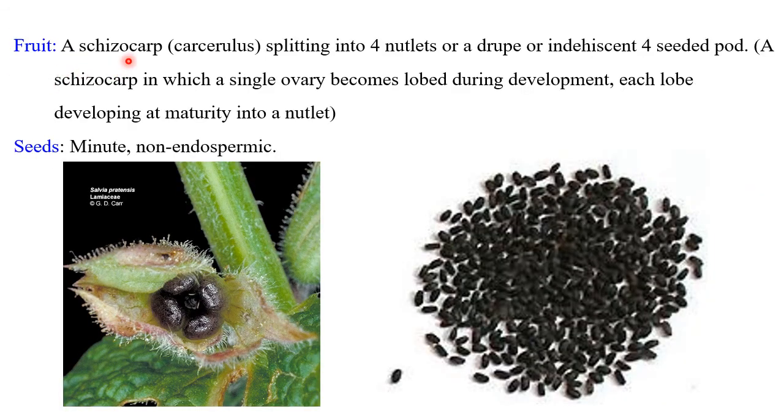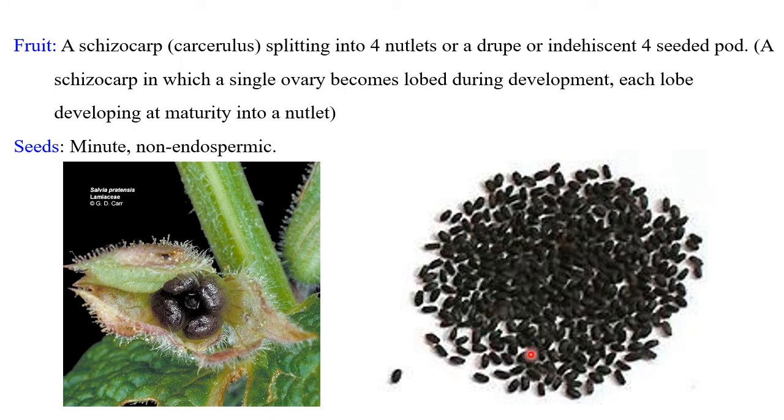Fruit is schizocarpic, and that is called a carcerule, splitting into 4 nutlets, or a drupe or indehiscent 4-seeded pod. A schizocarp in which a single ovary becomes lobed during development, each lobe developing at maturity into a nutlet. Here you can see this is one, second, third and fourth, and all such nutlets you can see here.